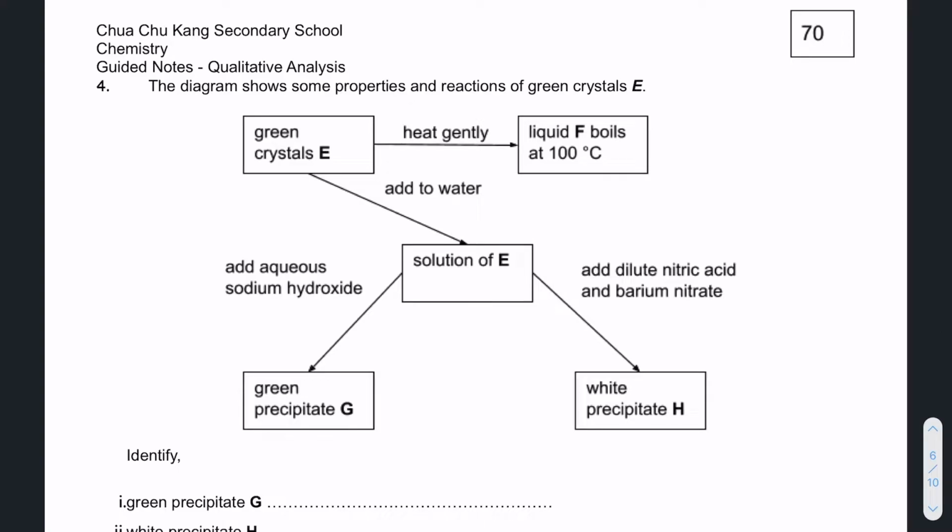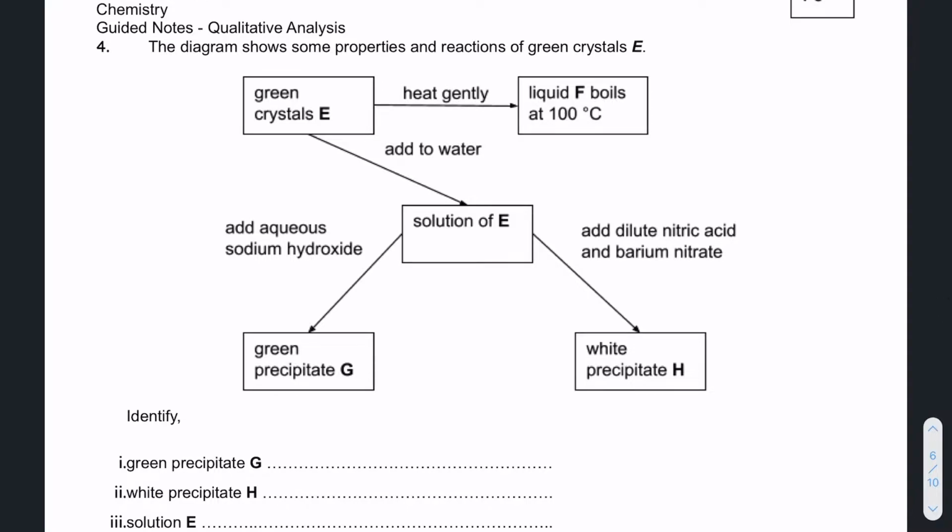Now, question number 4. In question number 4, we have some sort of flow chart, and I need to teach you how to go through the flow chart carefully. Now, when we look at a flow chart, I want you to first look at the arrows, not the boxes, but the arrows. So in the arrows, I see things like this: sodium hydroxide. And whenever I see sodium hydroxide, below I will write down cation test.